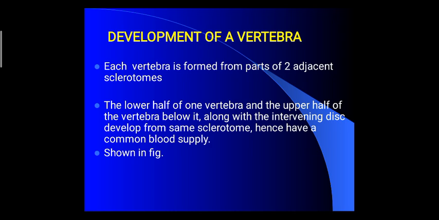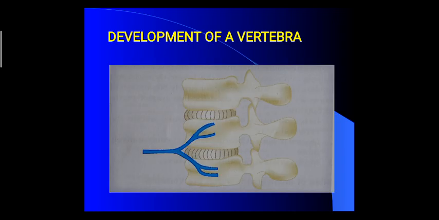Coming to the anatomy, first the development of the vertebra. Each vertebra is formed from two adjacent sclerotomes. The lower half of one vertebra and the upper half of the vertebra below it, along with the intervening disc, develop from the same sclerotome. Hence, they have a common blood supply. I will explain this in the figure.